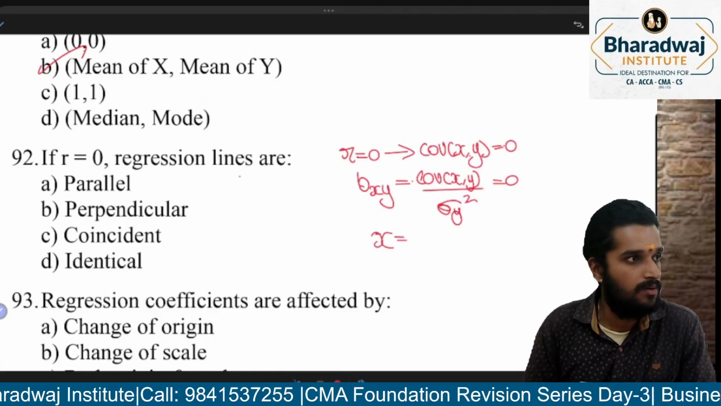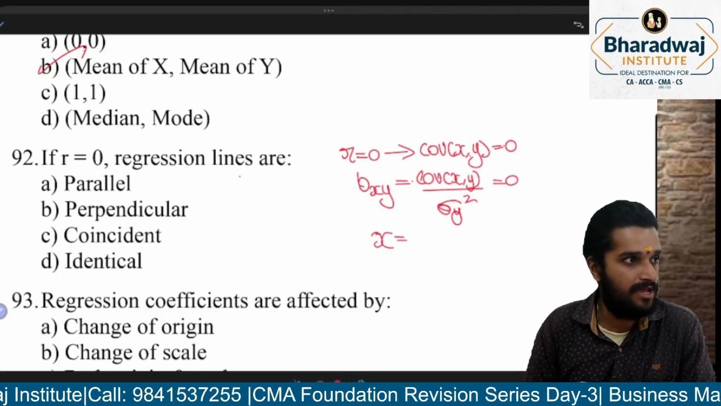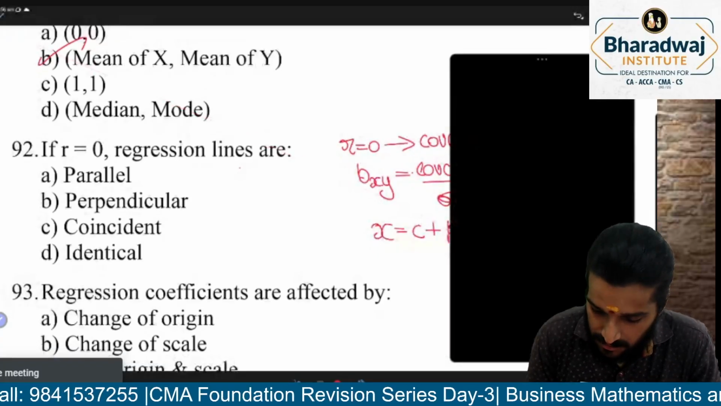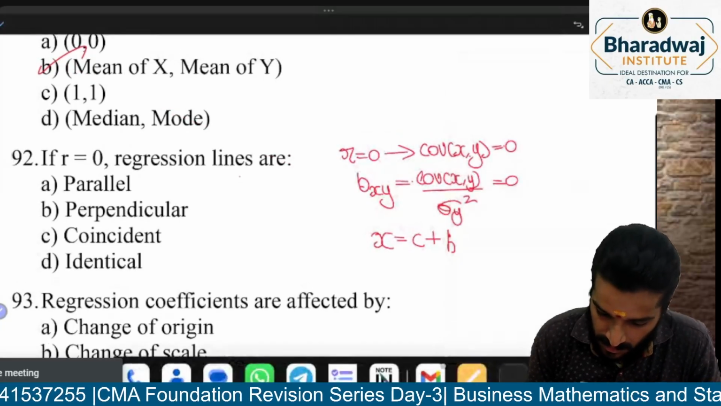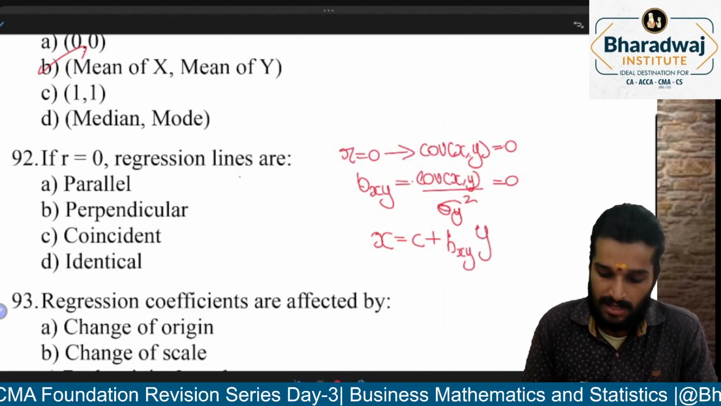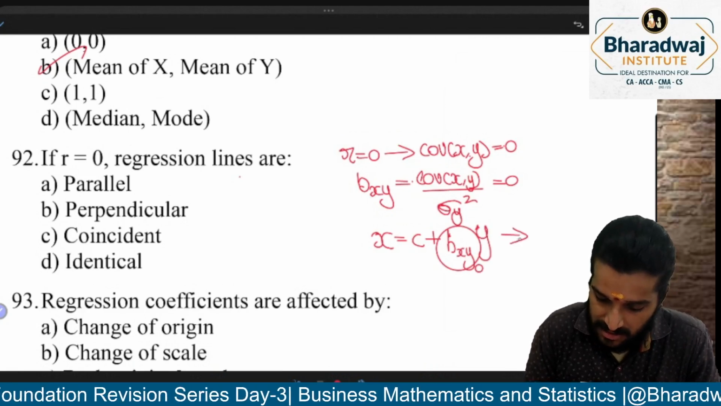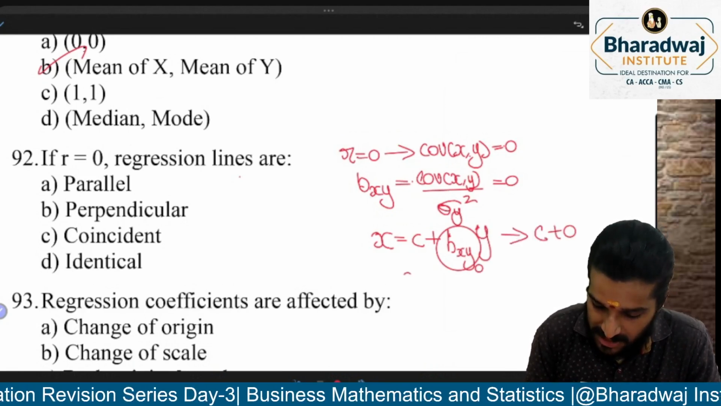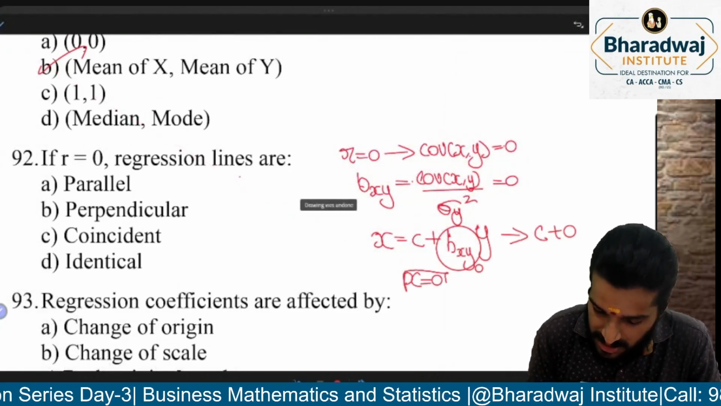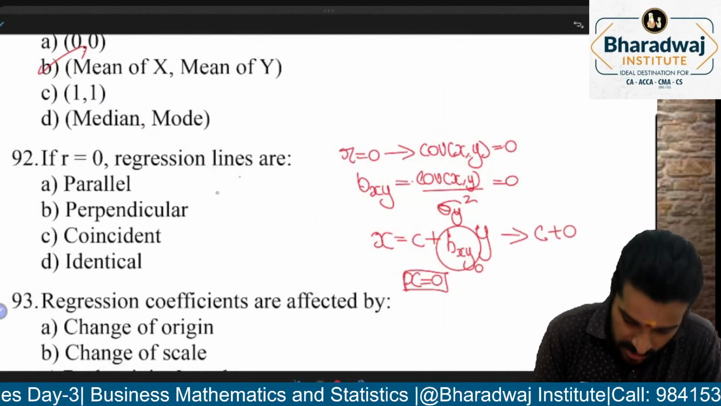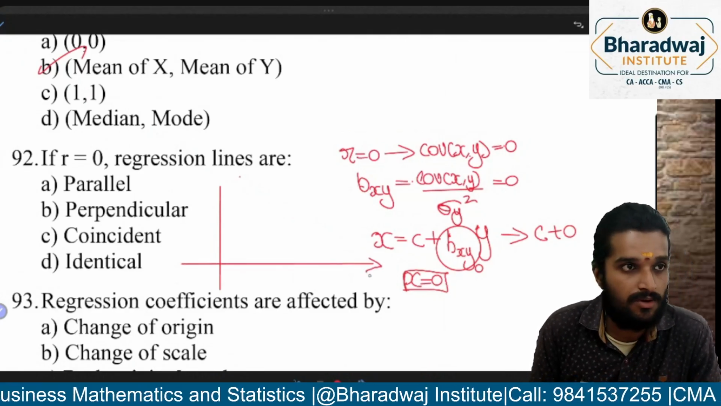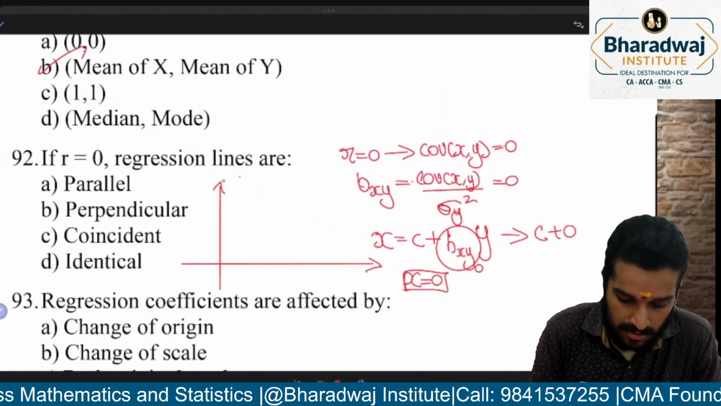X equal to c plus dy, right? Some c plus dy, that d is nothing but bxy times y. This is 0, which means c plus 0, x is equal to c, which means on a graph, what is this line? This is y equal to 0, this is x equal to 0.